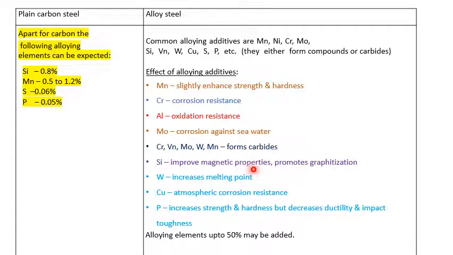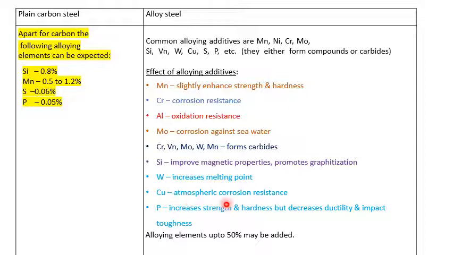Silicon will improve magnetic property and promotes graphitization. Promotes graphitization means, whenever we have free carbon in the form of graphite, that is something like a self lubricating material. Only whenever we have free carbon will there be a smooth movement between the two surfaces, for example. Next we have tungsten, which increases the melting point, as we have already seen. It combines to form carbides, which in turn increase the melting point.